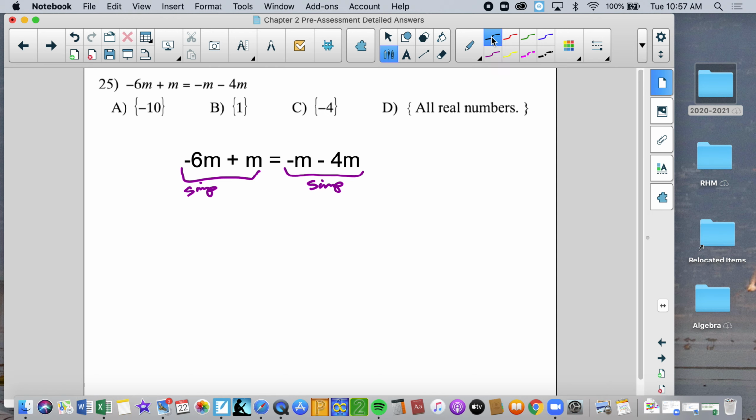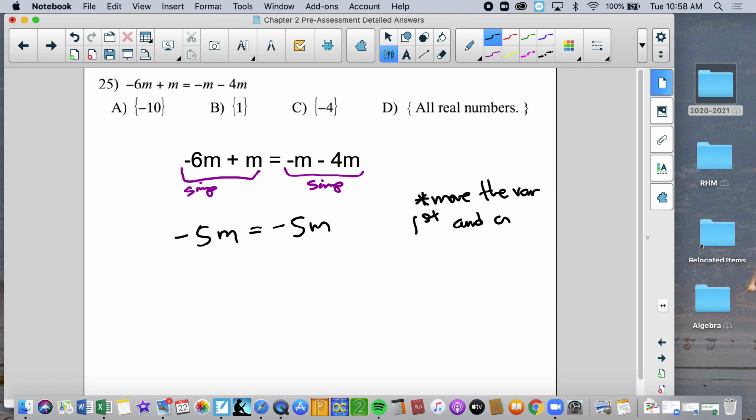Negative 6m and positive m leaves me with negative 5m. Negative m and negative 4m leaves me with negative 5m. Students will make a mistake here. They will divide by negative 5. That is wrong. We need to move the variables to the same side.